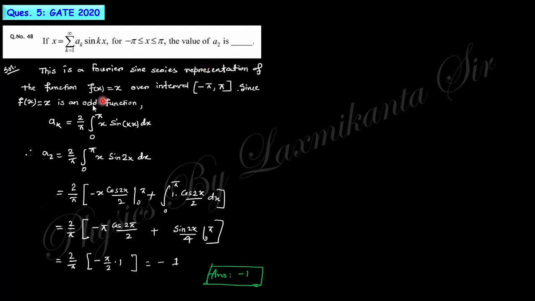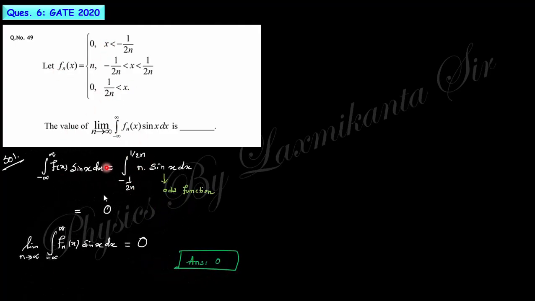Next, x is the summation of this one, the value of a2. From the Fourier transform, we can say this is the Fourier sine series, and the coefficient ak will be 2 by pi, integral 0 to pi of x sin kx dx. So here the limit is 0 to pi, and k is 2 here. If you take the integration by parts, you will get the answer -1. So the answer of this question is -1.